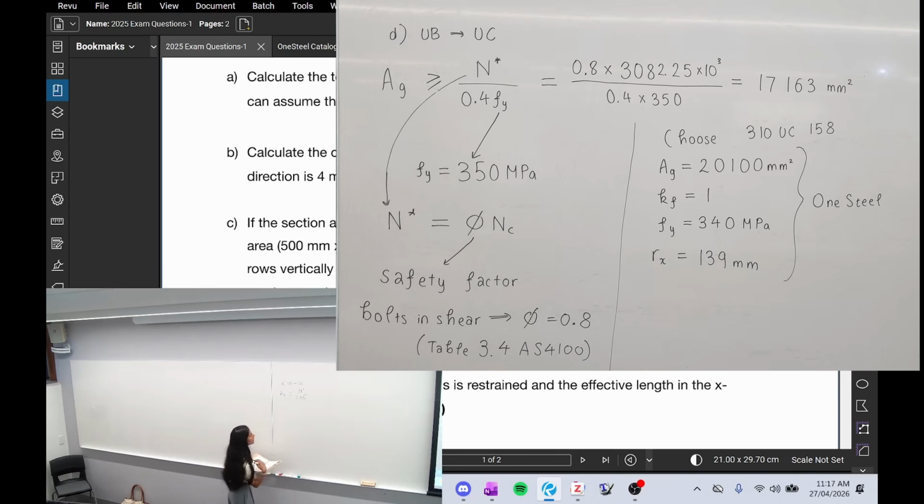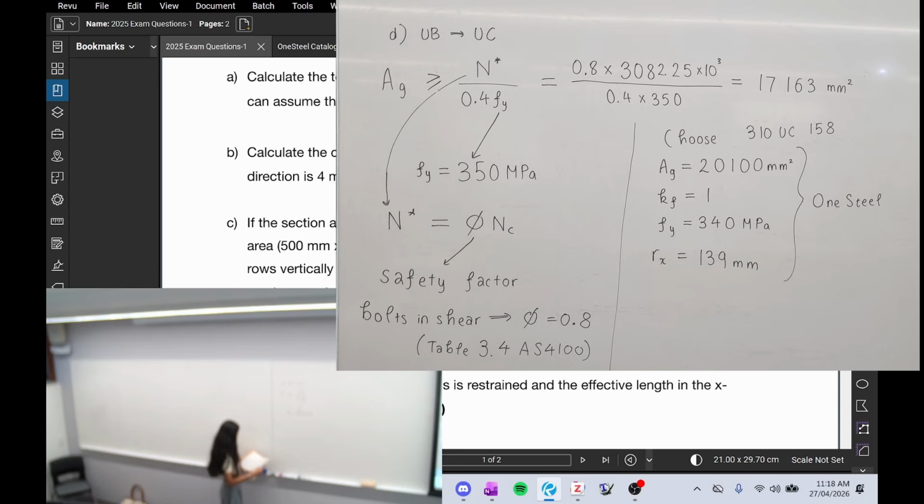So again, we just want to find out what the different things in this formula are and just put them into the formula. So here, let's start with Fy. This is actually going to be different to the one that we've been using before, because they have also said that we're changing the type of steel. So here it says AS NZS 350. This means that we are now changing to 350 grade steel, which was on the other side of the table. So our new Fy will be 350 MPa.